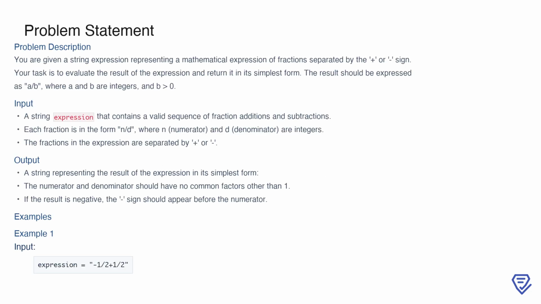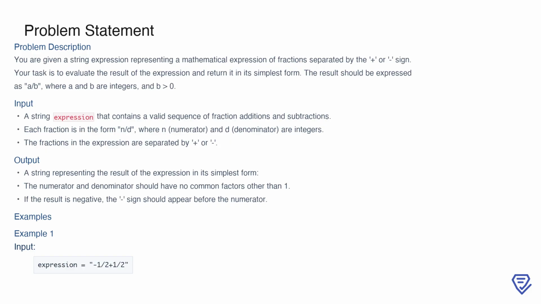In this problem, you're given a string that represents a mathematical expression involving fractions. These fractions are separated by either a plus or dash sign. Your goal is to evaluate the entire expression and return the result as a fraction in its simplest form, written as a/b, where a is the numerator and b is the denominator, with b always being positive.